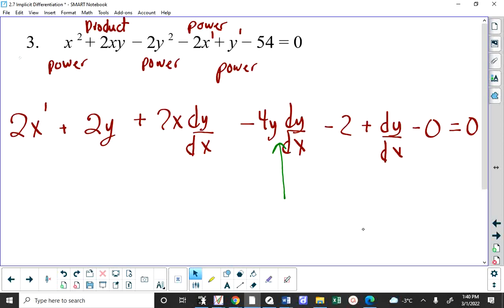Minus the derivative of 2x, which is 2, plus the derivative of y, which is dy/dx, minus 0 equals 0. So are we okay? Does anybody have any questions about any of those pieces?